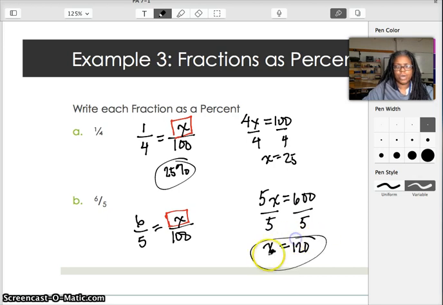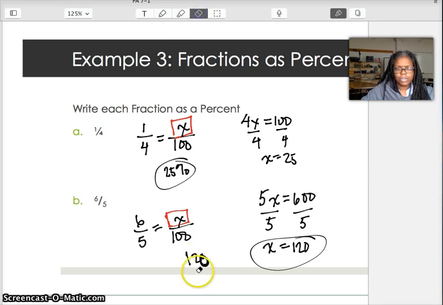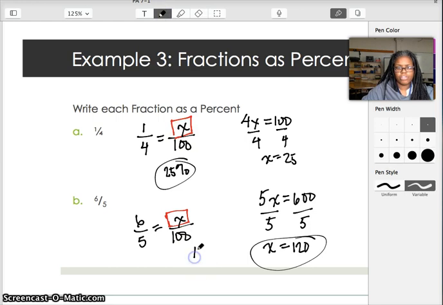So X is equal to 120. So this is being referred to as 120. I don't know why I wanted to put 5. I'm sorry, people. I'm a confused woman. Let's go back. This is 120%. So when I have 6 out of 5, that's 120%.